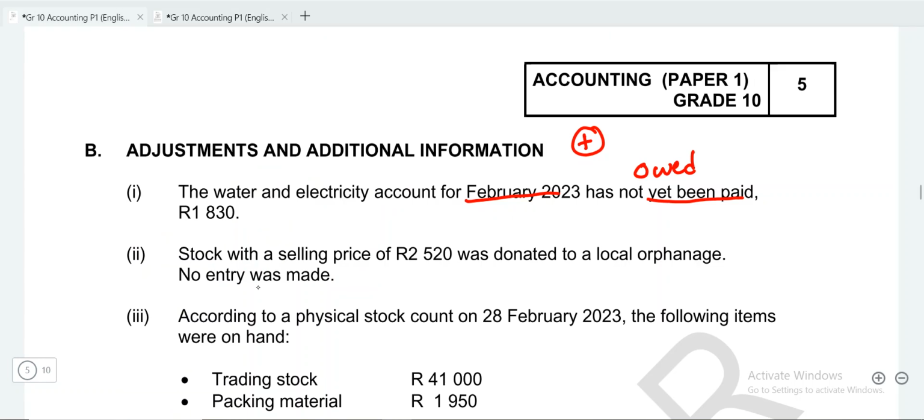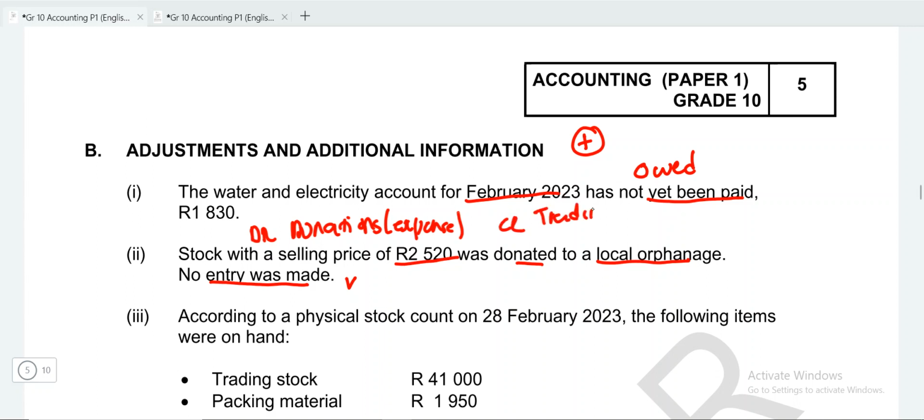And then from there we can go to the next adjustment. The next adjustment says that stock with a selling price of 2,520 was donated to a local orphanage. No entry was made. Now when you see this, you must think what is supposed to happen whenever there is a donation of stock. Remember, when we donate, we debit donations, it's an expense to us, right? Remember, donations are an expense to the business. And then we credit trading stock. Once I donate trading stock, the stock that I'm supposed to have must decrease.